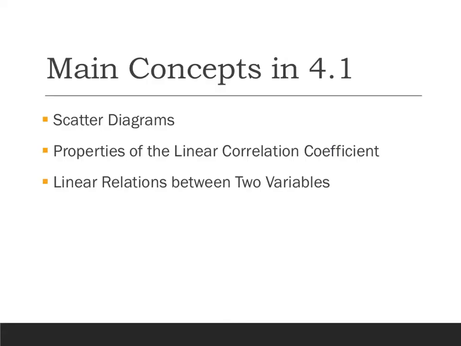There are three main concepts that we're going to cover in section 4.1: scatter diagrams or scatter plots, properties of a linear correlation coefficient, that's our R value that we're going to find, and then the idea of a linear relation between two variables. So is there a relationship or not? And of course we are going to focus just on linear relations.